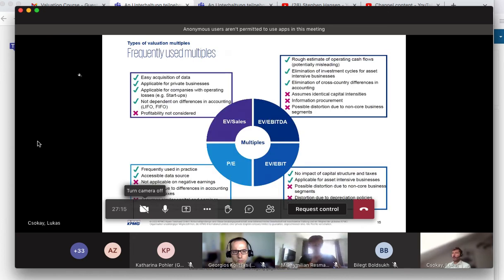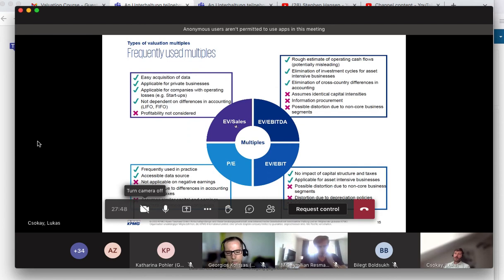And we put together here some pros and cons for these 4 most commonly used multiples. So 3 entity multiples and 1 equity multiple. And you could go through the pros and cons on your own. Maybe just one or two remarks.